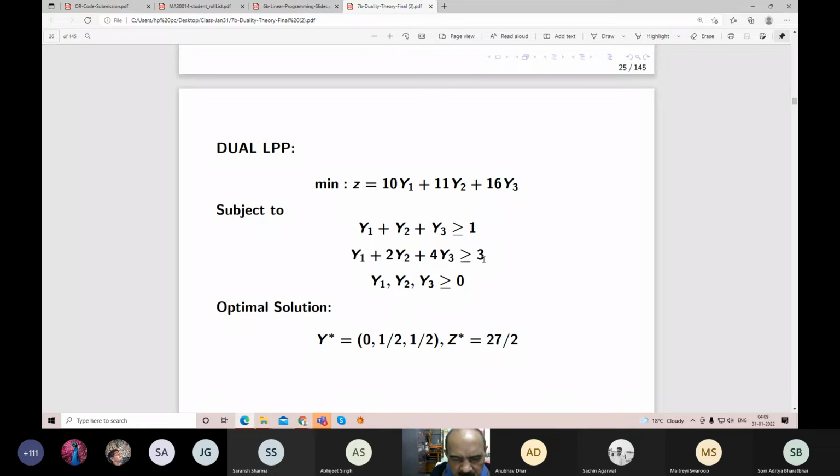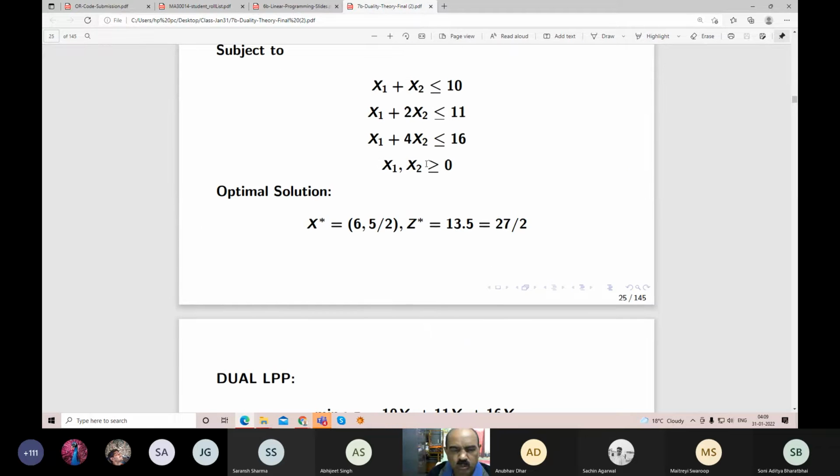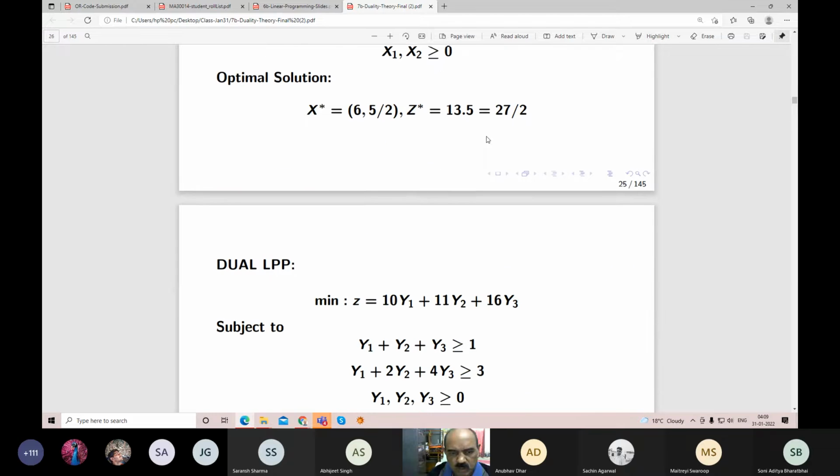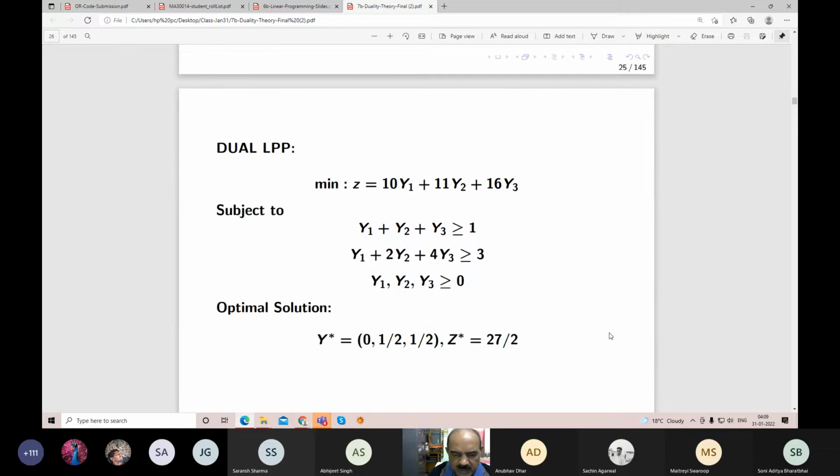This is the problem. If you were solving it, which method would you apply? Big M method, or two phase. But we are not solving. Since we got some solution, we have to use this solution to verify that whatever we have got is optimal.